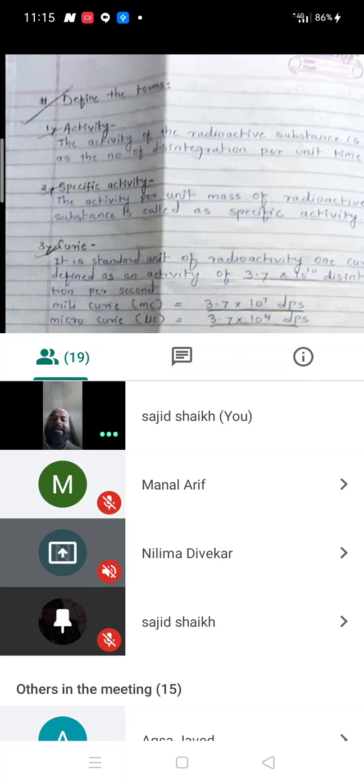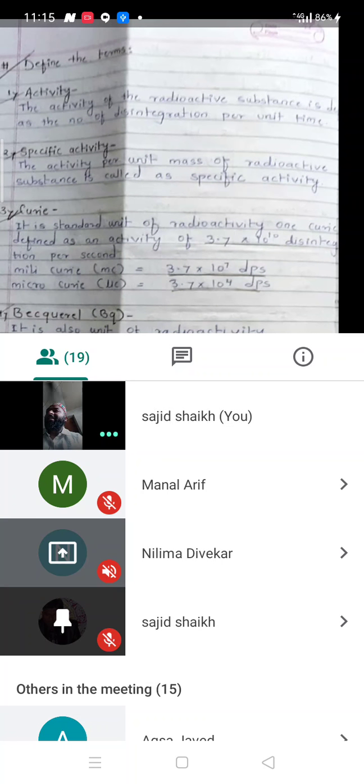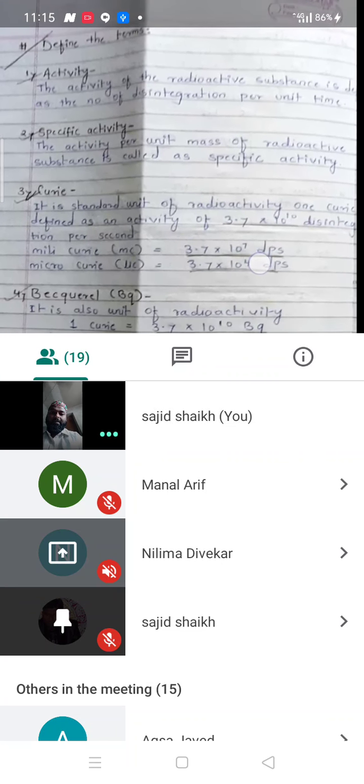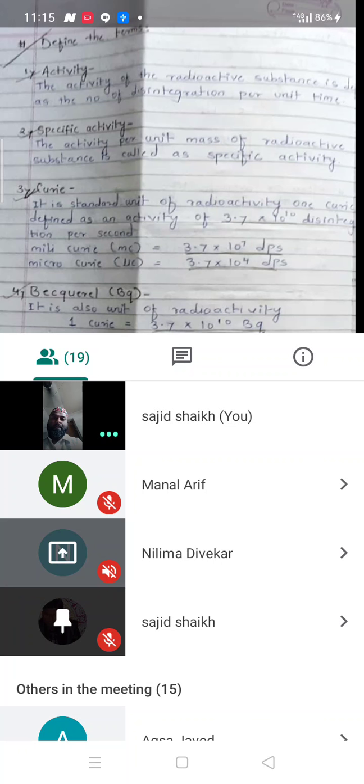Okay, then Curie is the standard unit of radioactivity, and 1 Curie is equal to 3.7 into 10 raised to 10 DPS. Here it is written: 1 Curie is equal to 3.7 into 10 raised to 10 DPS.